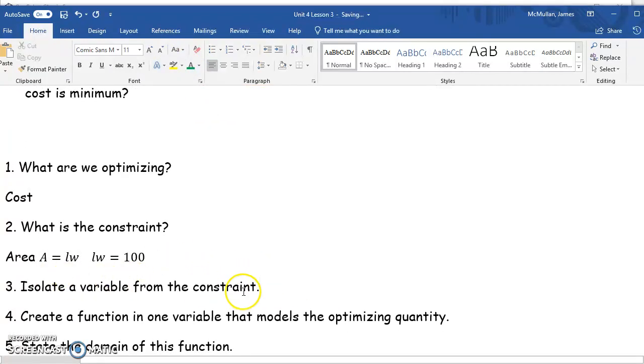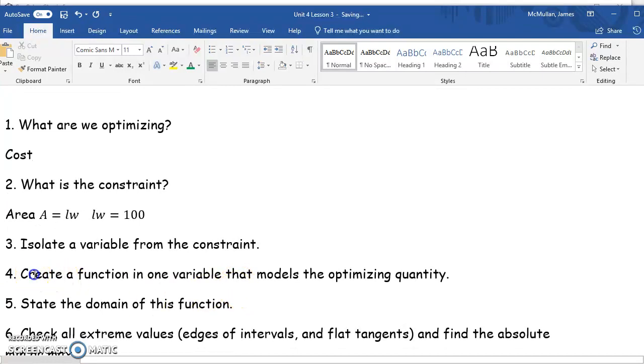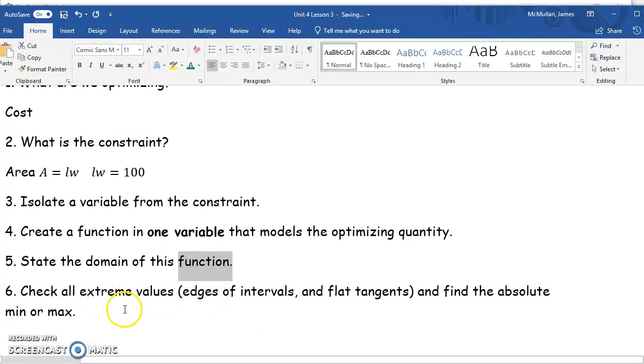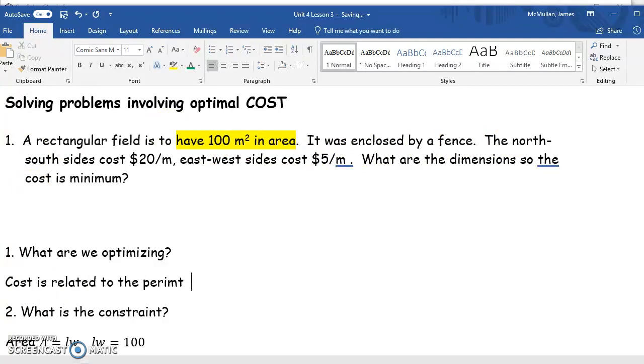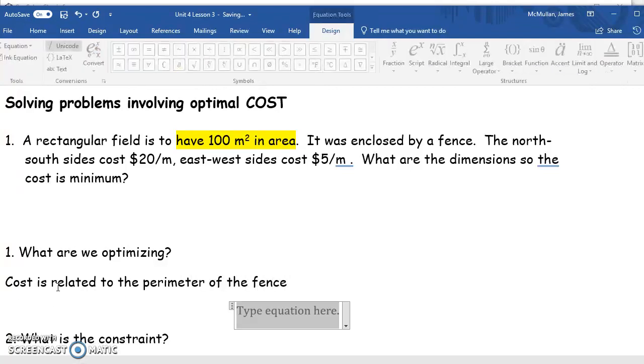We need to use the constraint to isolate a variable and create a function that only uses one variable, that we can then use our calculus techniques to optimize, find its domain, and then check all the extreme values and get our answer. So let's just think here: we're trying to optimize the cost, and we know that the cost is related to the perimeter of the fence. So let's start with what we do know.